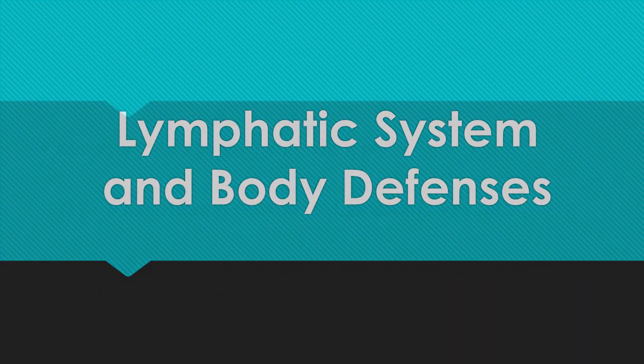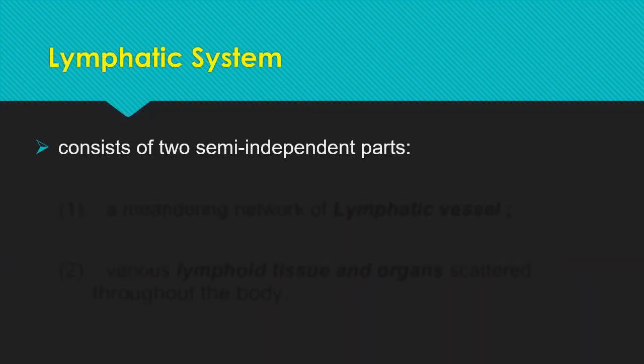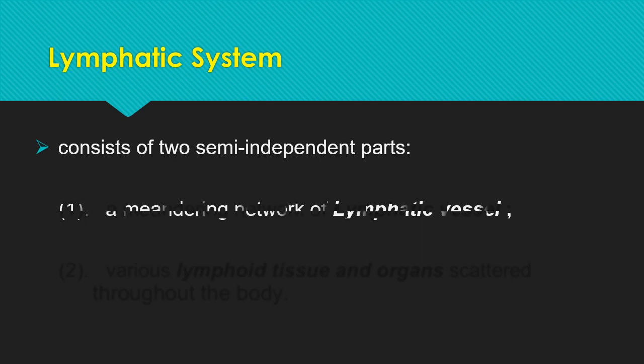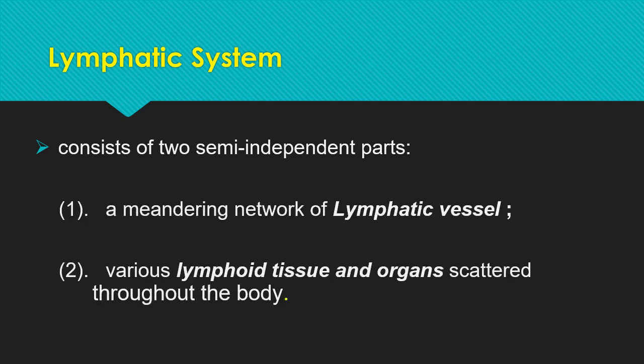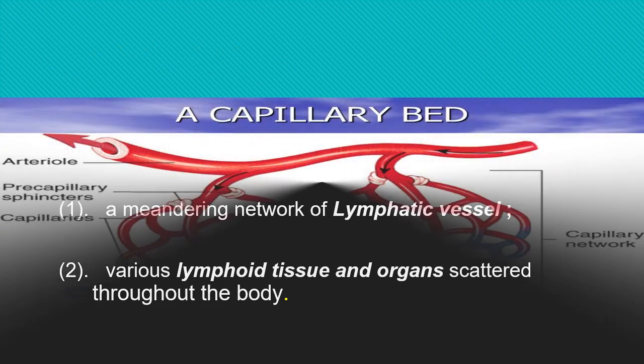The lymphatic system. The lymphatic system consists of two semi-independent parts. First is the meandering network of lymphatic vessels and the various lymphoid tissues and organs scattered throughout the body.